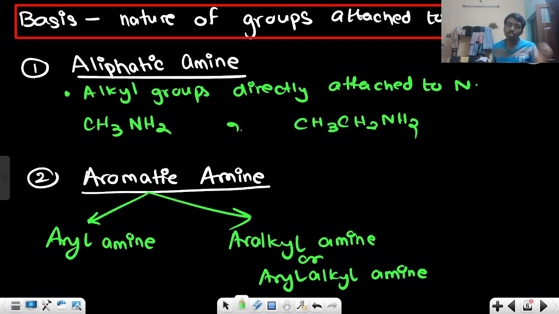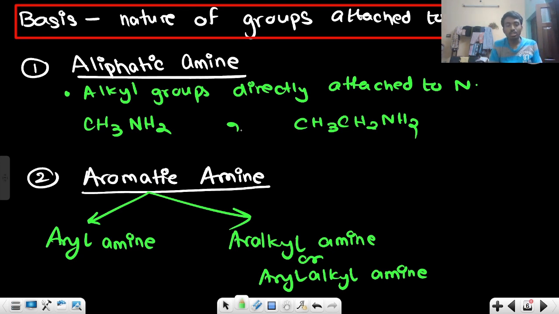amine and aromatic amine. Aliphatic means open chain compound, that you already know. So alkyl groups will be directly attached to nitrogen, then that will be an open chain compound. So those are going to be aliphatic amines. Moment it comes to aromatic amine, it can be aryl amine or it can be alkyl amine or aryl alkyl amine. This is a very important one.